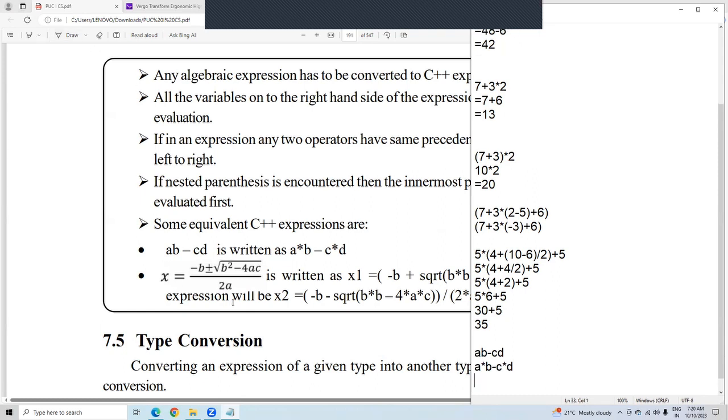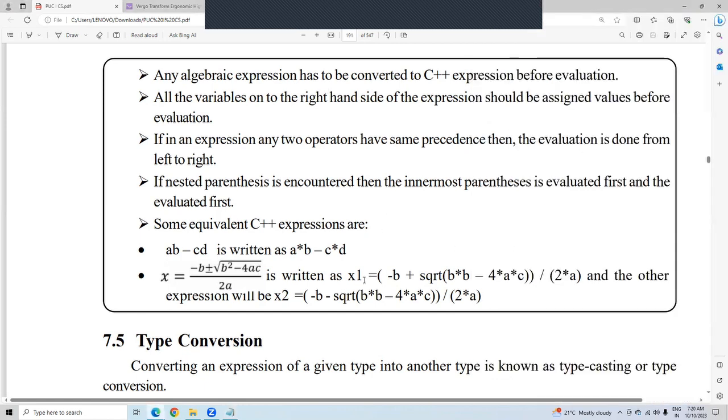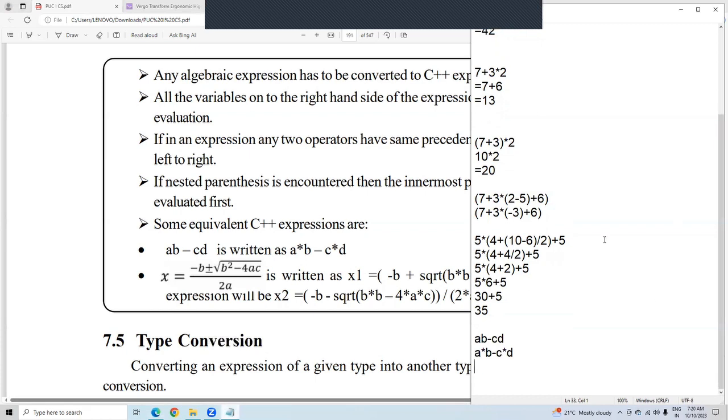Similarly, the quadratic equation x equal to minus b plus or minus square root of b square minus 4ac, whole divided by 2a, is there. So it is written as x1 equal to minus b plus. In the programming language, how to write this, right? See here what happens. x1, minus b is there, that will be written as it is. After that, plus or minus, no, first time I'll take plus. Then the square root sign is not there on the keyboard, so you have to write sqrt.